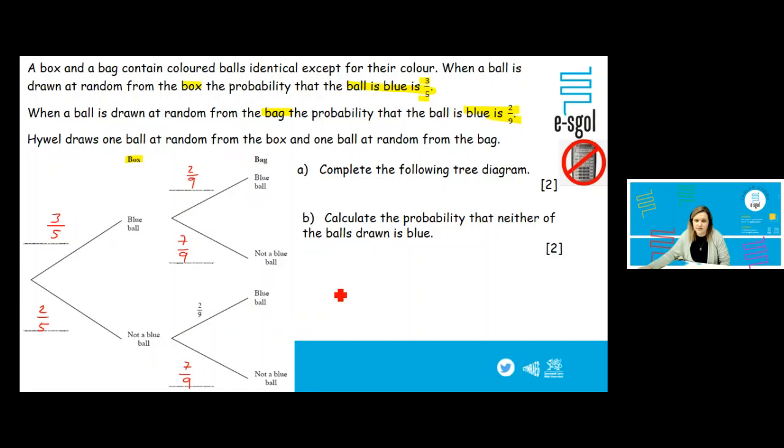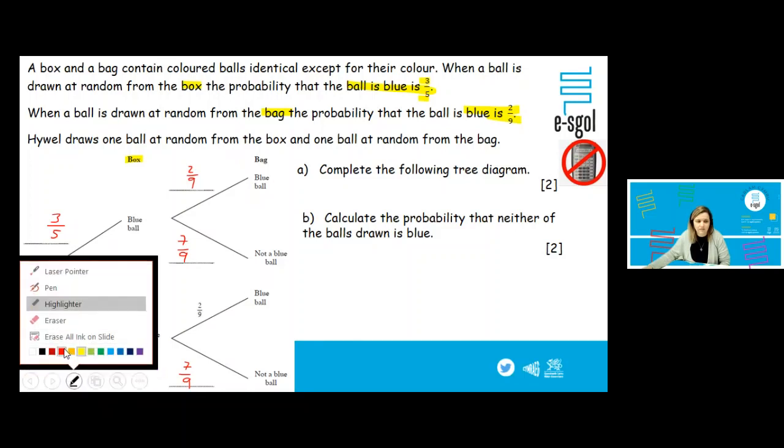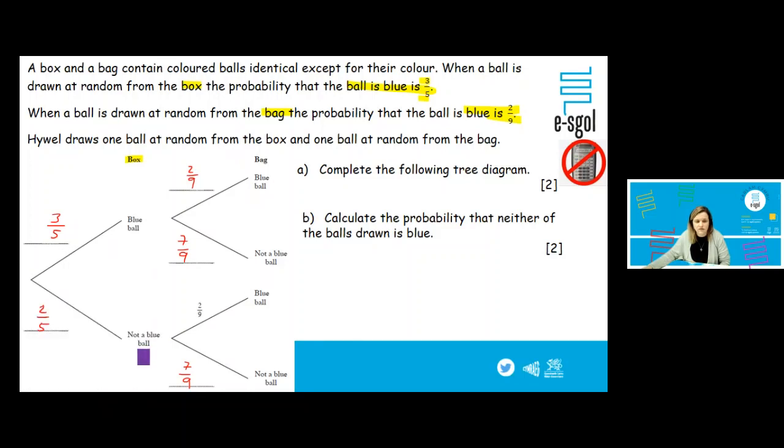Part B says calculate the probability that neither of the balls drawn are blue. So again, I'm going to go back to my highlighter now, and I want these to not be blue. From the left-hand side, you always start at the peak at the left there. Follow the path that says not blue. Just going to go down here.